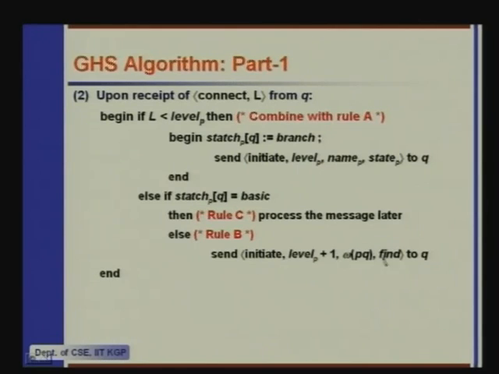So, this sends the initiate message to Q, except that now the level has increased. So, it is level P plus 1 and the core edge is now WPQ. So, the name of the core edge becomes the name of the fragment, okay. And we set the state to find, because again in the integrated fragment we need to find out the minimum cost outgoing edge.